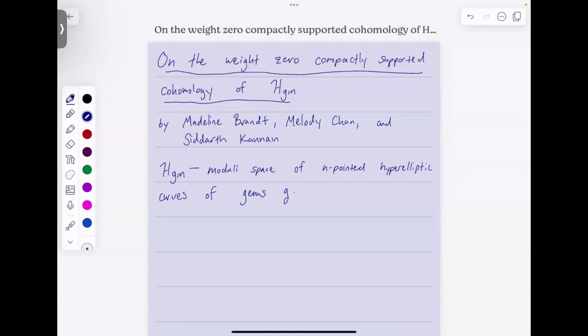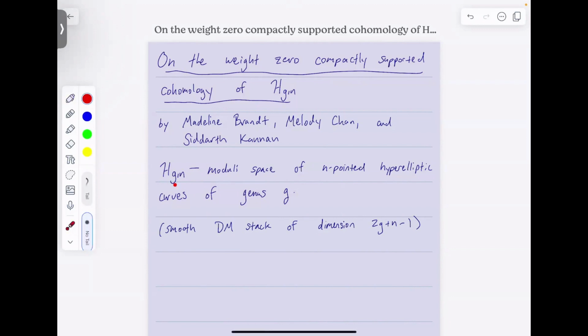So what kind of space is this? It has an algebraic structure. It's a smooth Deligne-Mumford stack of complex dimension equal to 2g plus n minus 1.